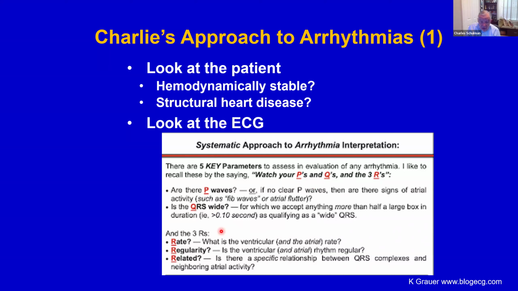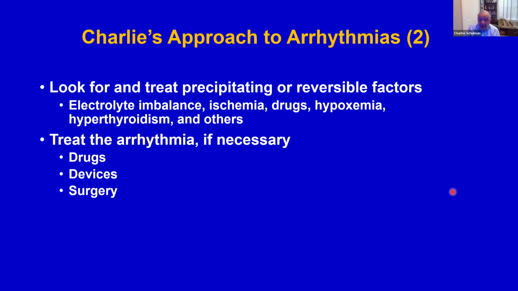And then the 3 R's: what is the rate? What is the ventricular rate? What is the atrial rate? They may not be the same. What is the regularity? In other words, is this a regular rhythm or an irregular rhythm? And related, is there a specific relationship between QRS complexes and neighboring atrial activity?